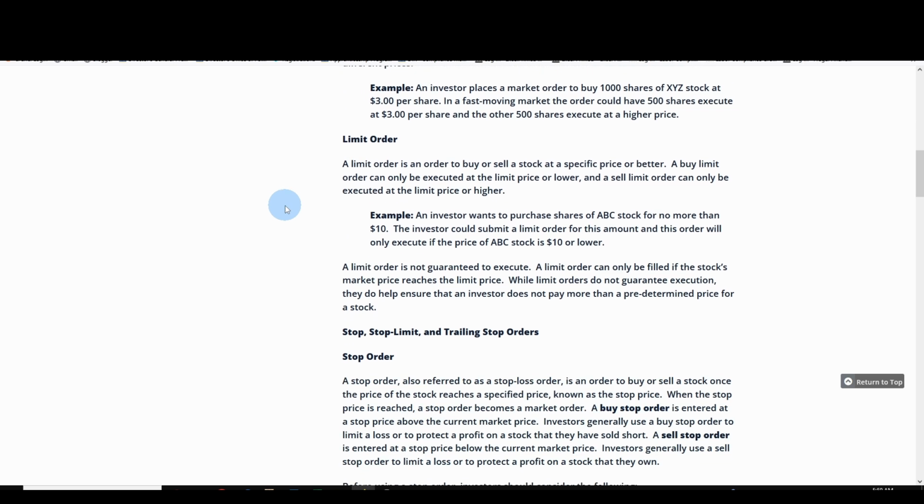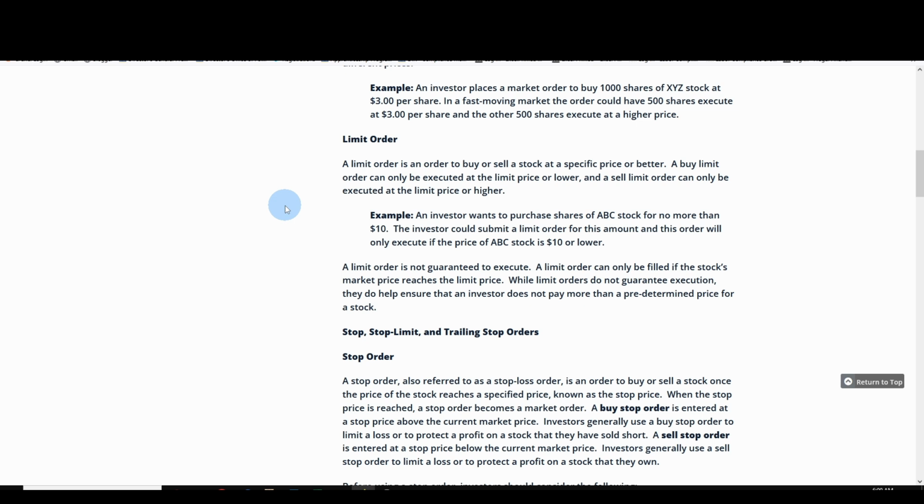Limit order. A limit order is an order to buy or sell stock at a specific price or better. A buy limit order can only be executed at the limit price or lower, and a sell limit order can only be executed at the limit price or higher. Example, an investor wants to purchase shares of ABC stock for no more than $10. The investor could submit a limit order for this amount, and this order will only execute if the price of ABC stock is $10 or lower.